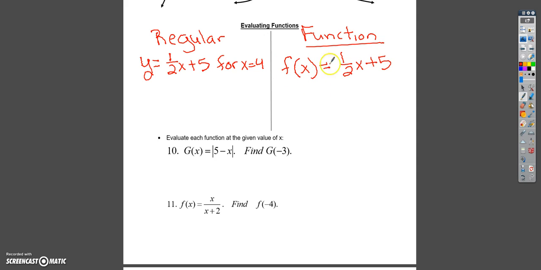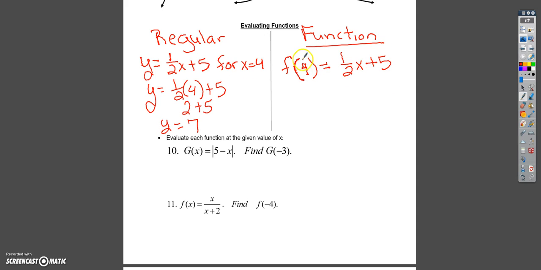And then sometimes they won't put this x here. Instead, they'll put the number that they want you to evaluate x for. 4. So really, it's just a different way of writing it. The two problems are the exact same things. So here, we would take 4 and put it in place of x. Y equals 1/2 times 4 plus 5. Half of 4 is 2 plus 5. So we would say y equals 7.